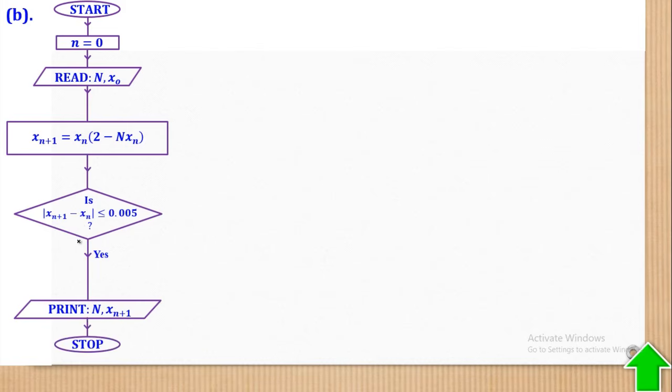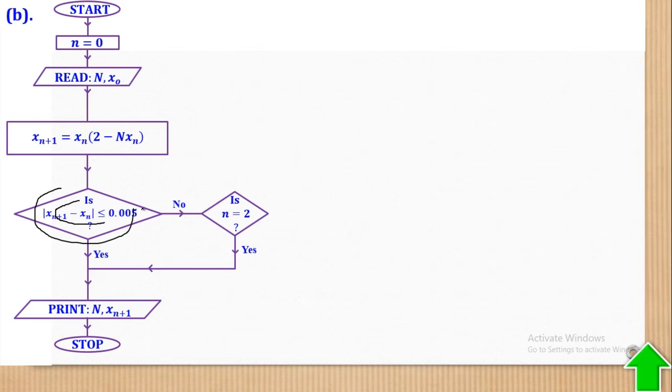But they also gave us another decision, the number of iterations. So if this is not fulfilled, you can go ahead and check the number of iterations. If the number of iterations is equal to 2, then you can also print. So you can see that if this one is not fulfilled and this one is fulfilled, you will still print. That's what I meant by two decisions being given: if any one of the two is fulfilled, you can print.